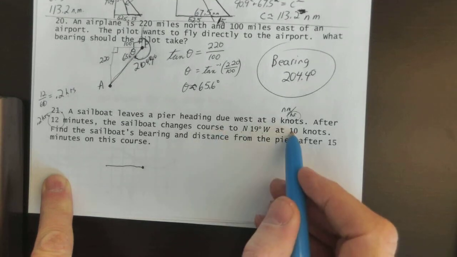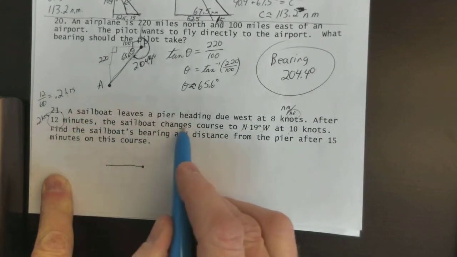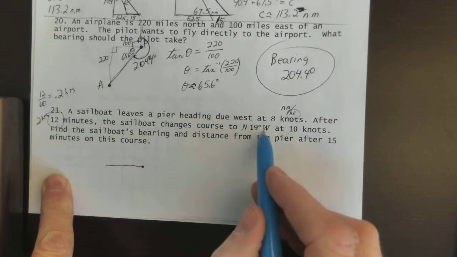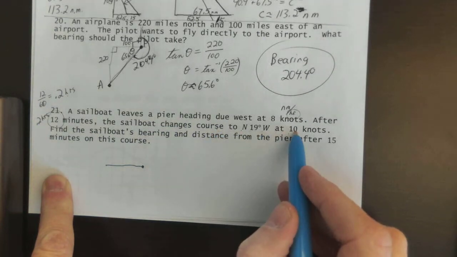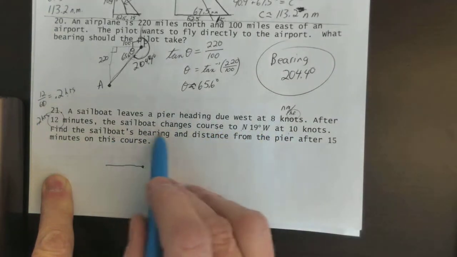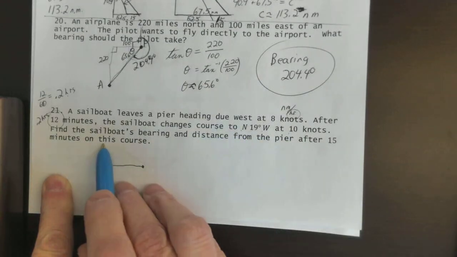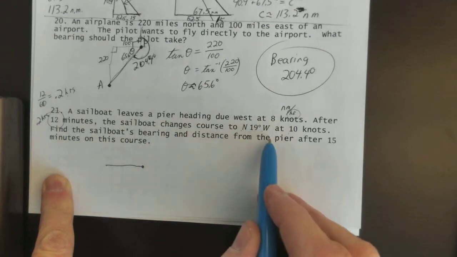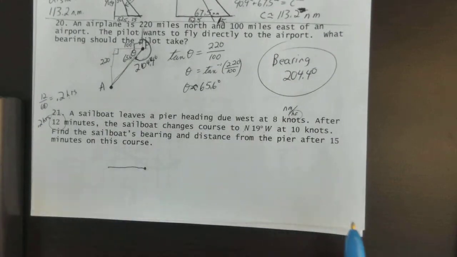After 12 minutes, the sailboat changes course at 10 knots. Find the sailboat's bearing and distance from the pier 15 minutes on this course.